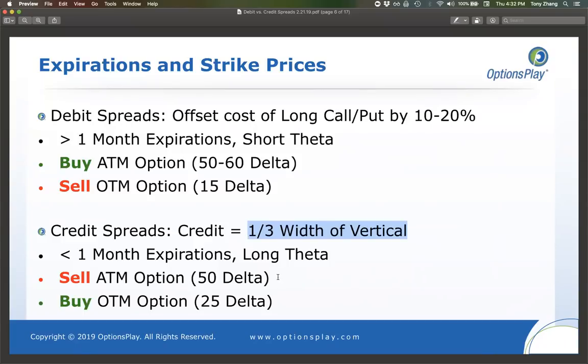Another way to think about that is roughly selling an at-the-money option, so roughly a 50 delta call or put, and then buying back a 25 delta call or put against that. That will usually get you very close to that golden ratio of collecting a third of the distance of the vertical. So those are some best practices for why you should trade debits versus credit spreads and how you should structure these trades.